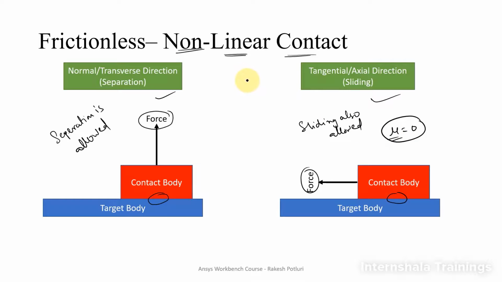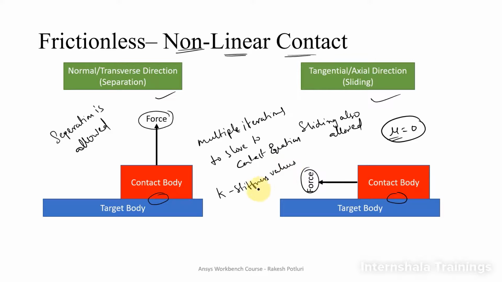Why is this nonlinear contact? Because it allows for separation, multiple iterations are required to solve these contact equations, and also because separation is there, the K stiffness value will change. Don't worry about all these things. Just remember that separation is allowed as well as sliding, and sliding is allowed in a very smooth, frictionless way. So that is the behavior of a frictionless contact.